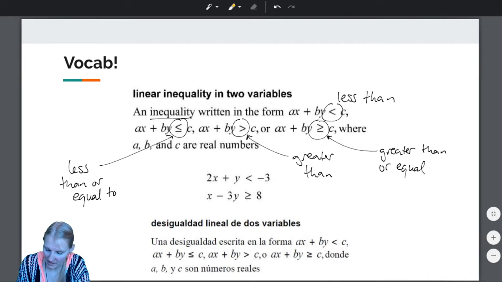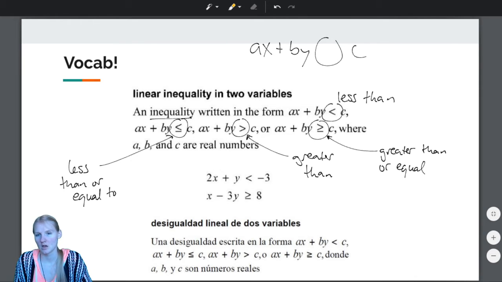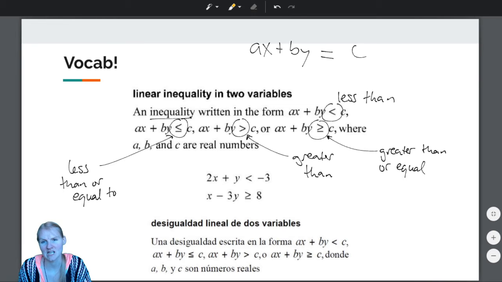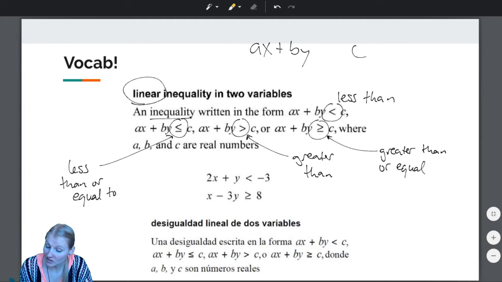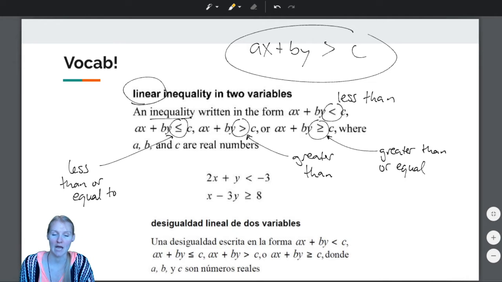So an inequality written in the form ax plus by, inequality symbol, c. So this symbol here could be greater than, could be less than or equal to, all that good stuff. And what I notice is that, hey, wait a minute, that looks exactly like a linear equation in standard form. If I just put an equals sign where they have their inequality sign, this is standard form of a linear equation. So that's why it's called a linear inequality, because this is basically a line in the coordinate plane. It's a little different than that, and we're going to see in section 5.6 how it's a little different than just a line.